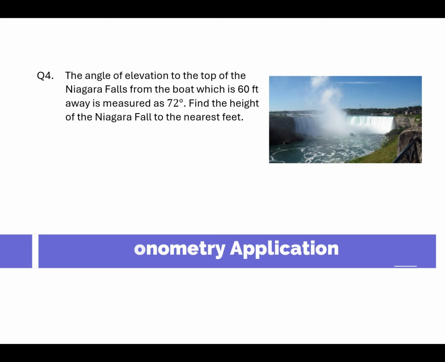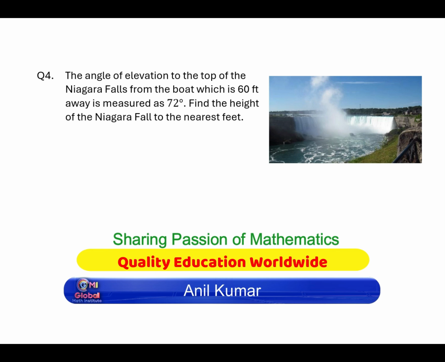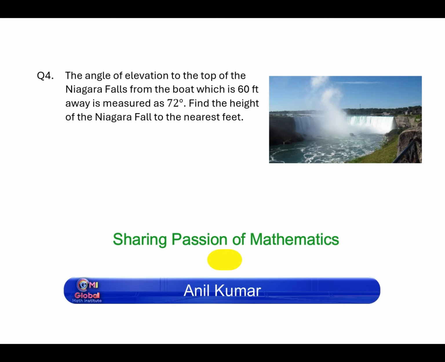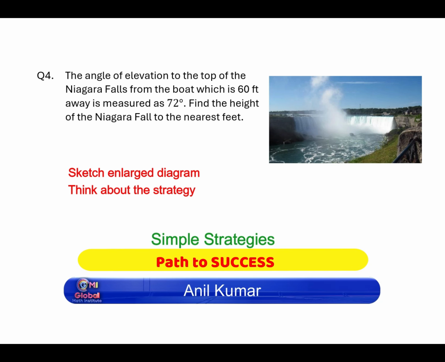Here is step-by-step solution of the word problem, question number 4. The angle of elevation to the top of the Niagara Falls from the boat, which is 60 feet away, is measured as 72 degrees. Find the height of Niagara Falls to the nearest feet.